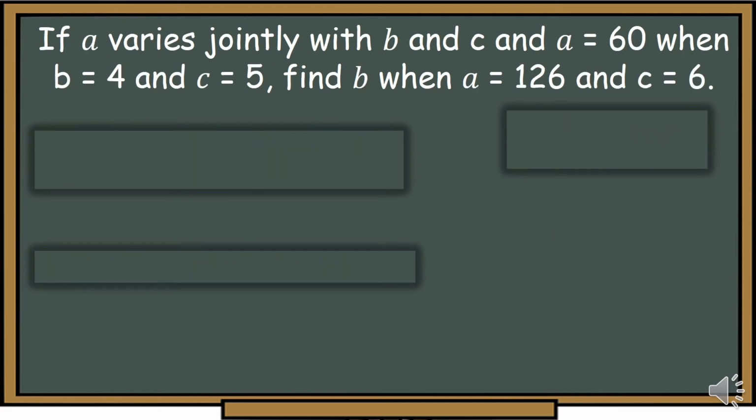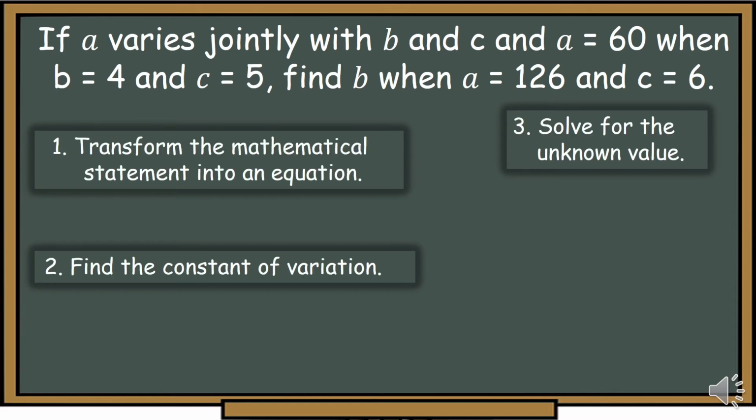Next, if A varies jointly with B and C, and A is 60 when B is 4 and C equals 5, find B when A is equal to 126 and C equals 6. Again, using the 3 steps, we can now solve for the unknown value. First, let us translate this statement to an equation. A varies jointly with B and C, and that is equal to A equals KBC.